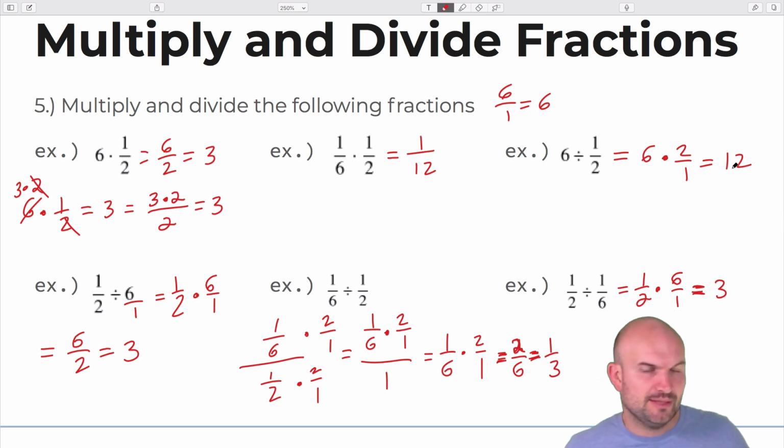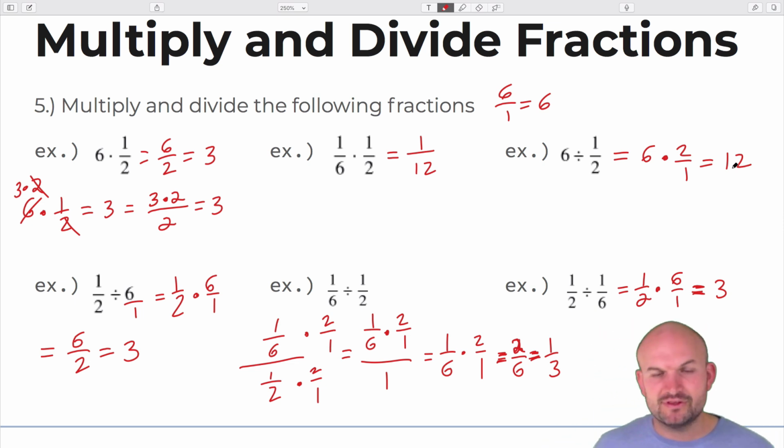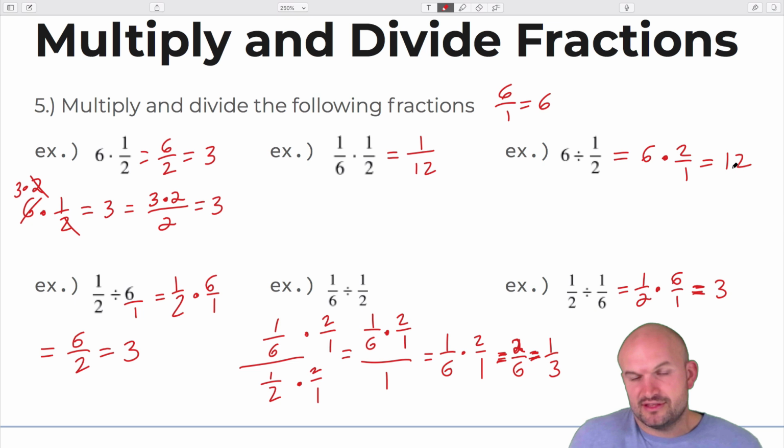Like, why do we do keep, change, flip? Are you sure that's correct? And are you sure that's always going to give you the right answer? Most of the students, nobody could really explain the process. They just remembered it, which is great. I have no problem with using some tools to remember certain things.